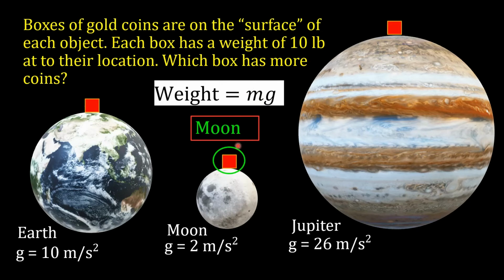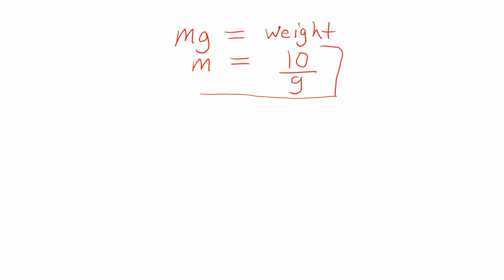Maybe I can show you like this. We know that mass times g is going to be our weight. In this example, we had a fixed weight of 10. That was 10 pounds, but I'm not going to use the units in this example. They'll actually just get in the way. So let's just say we have a weight of 10. In order to know how much mass we need, we need to divide by g. So this is how we're going to determine how much mass is at each location. So let's do that for the Moon. This is the mass on the Moon.